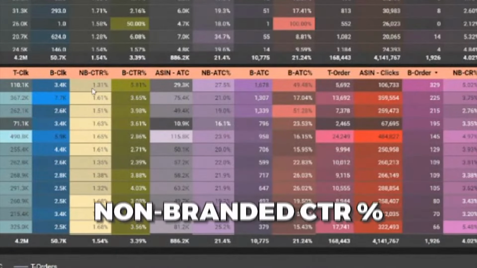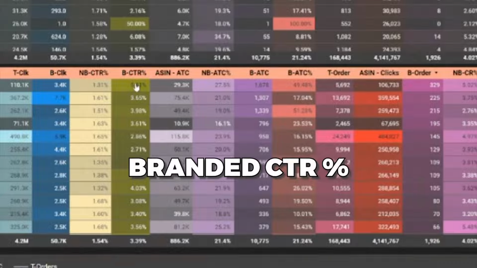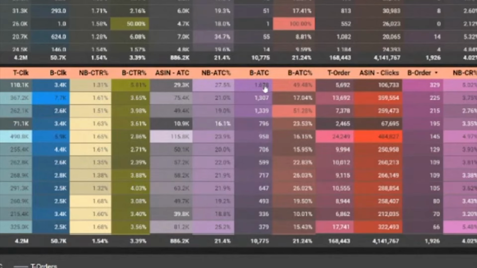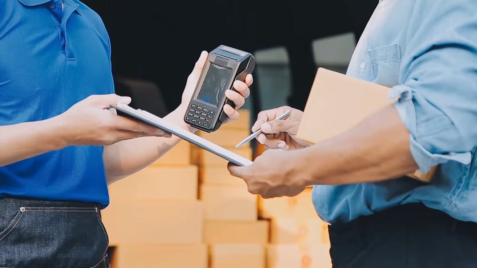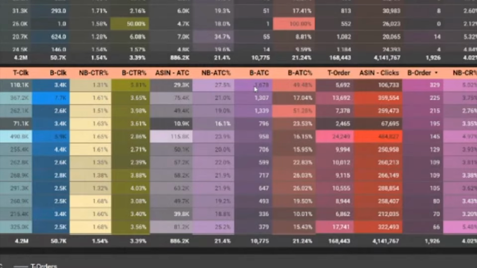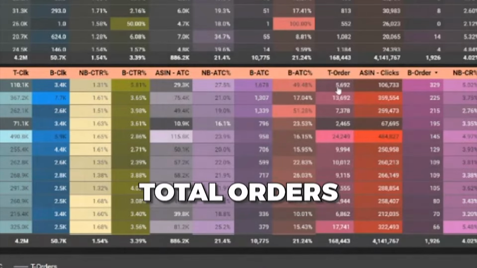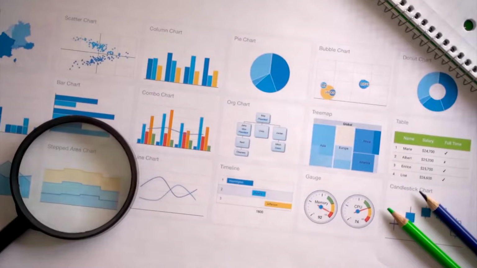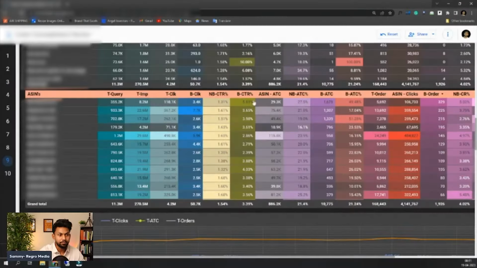That is the non-branded CTR percentage. This is the branded CTR percentage, which is damn good. You can see non-branded add to carts and obviously branded add to carts. Here is the non-branded add to carts. Obviously you can see in the add to cart, we are missing out a lot. We are not converting well for this. This is the total orders. This is the brand orders. Obviously we are probably taking a very small percent of the market share, you can see.